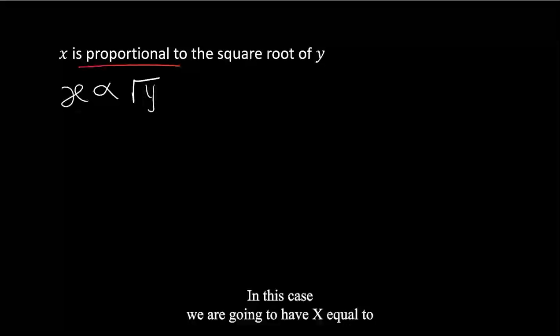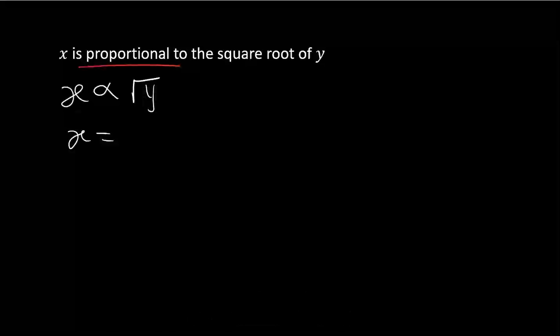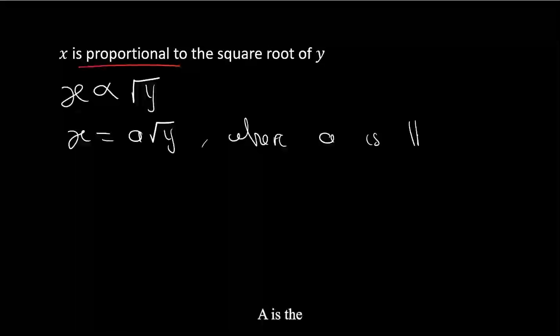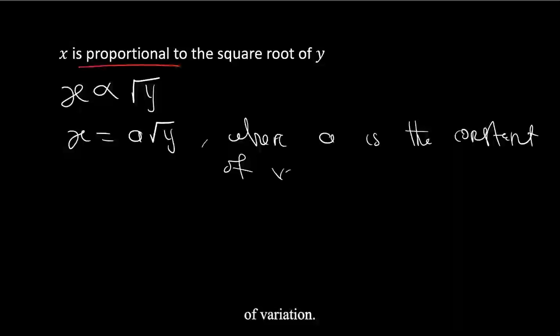In this case, we are going to have X is equal to A square root of Y, where A is the constant of variation. It is a must. You have to introduce your constant. All right, so let's try a real example.